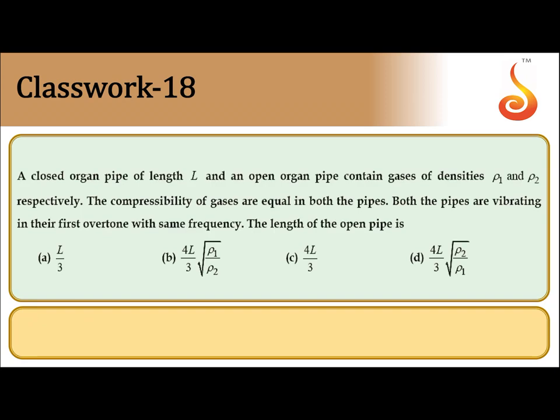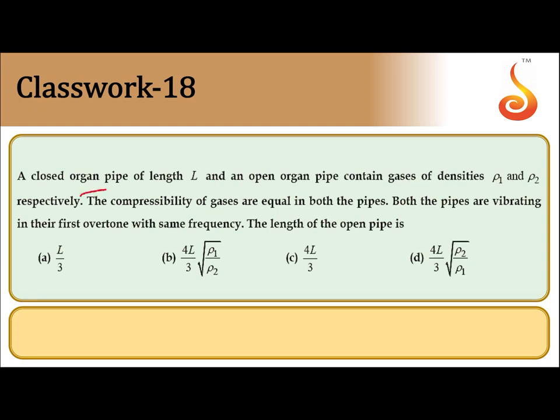Next one. A closed organ pipe of length L and an open organ pipe contain gases of densities ρ1 and ρ2 respectively. The compressibility of gases are equal in both the pipes. Both the pipes are vibrating in their first overtone with same frequency. The length of the open pipe is.